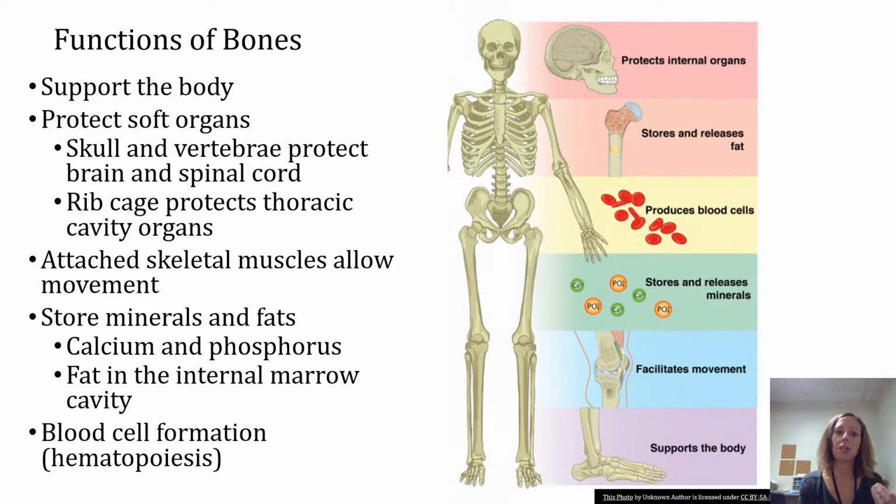Second function is to protect organs, and we've talked about this before. Our skull protects our brain, our ribs protect our heart and lungs, and our hips protect our reproductive organs.